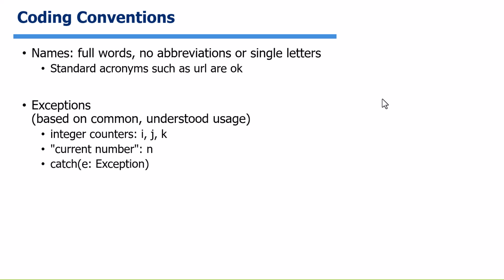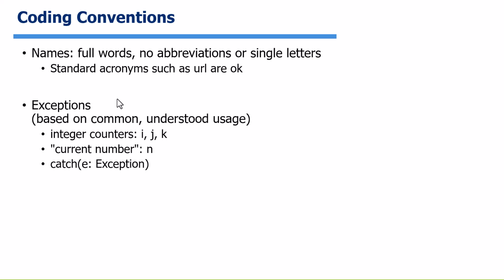URL is one of those where no one is going to type out Uniform Resource Locator, assuming that's what it meant. I think that was right. For a few exceptions to these rules, if you're dealing with a loop, i, j, k is perfectly fine. That's really standard. Don't worry about it. If there's a current number running through a loop, like n, and you're going to do n++, n is fine. And also in catch blocks, feel free to use e.